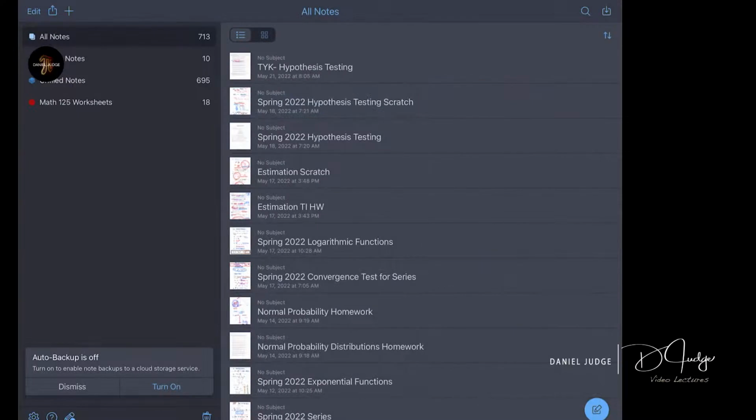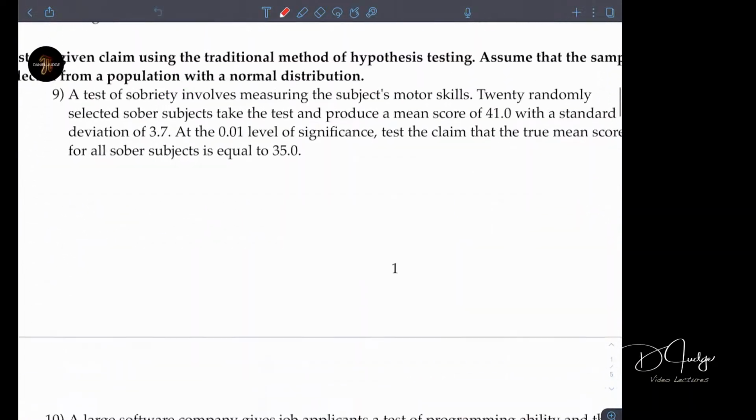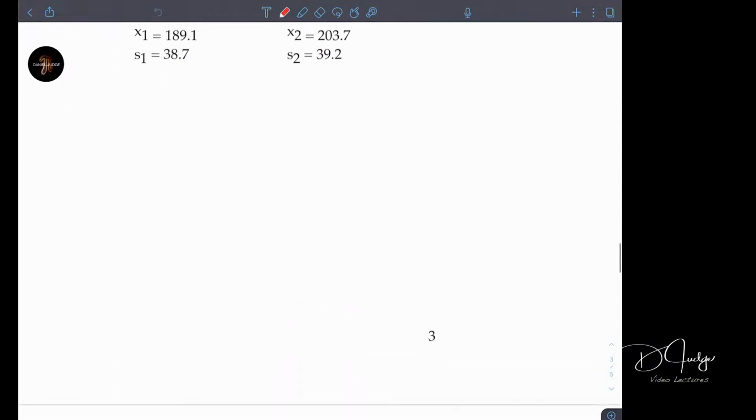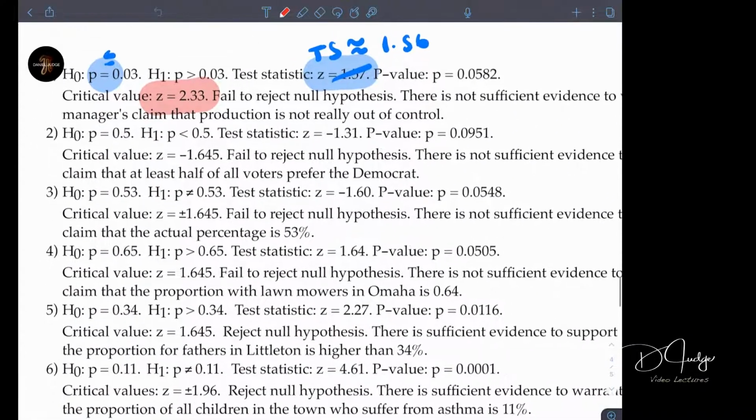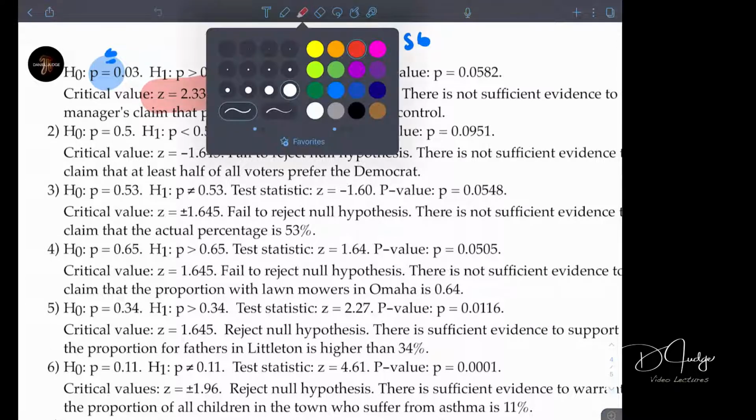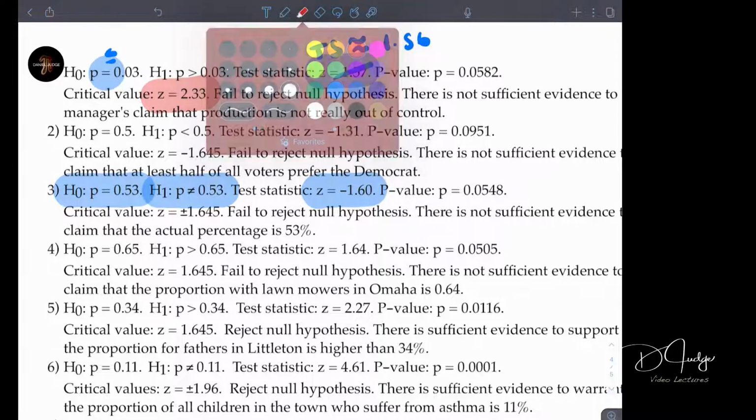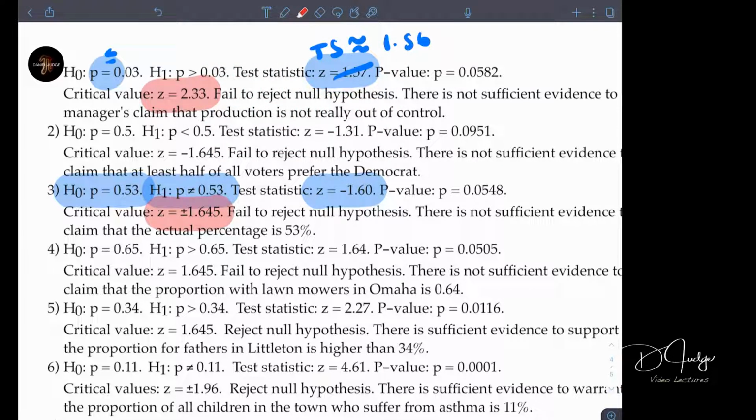And let's go back and see what their solution is here. So we can talk about it. So notice this. The null hypothesis is 0.53. The alternate's not equal. This is the test statistic. We were just more accurate. Critical values, yes, were plus and minus 1.645. Okay.